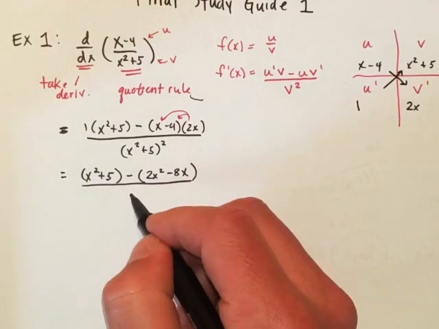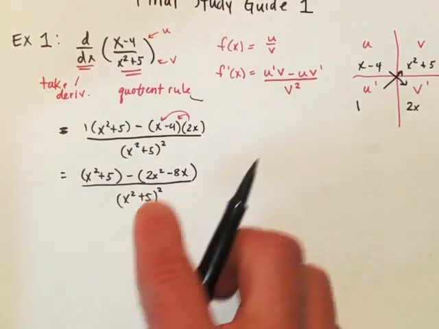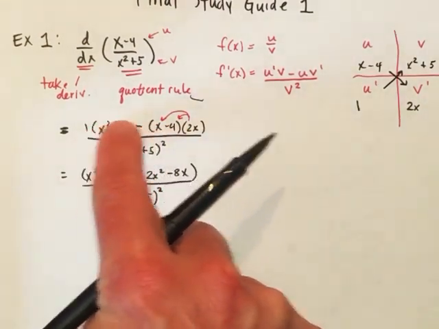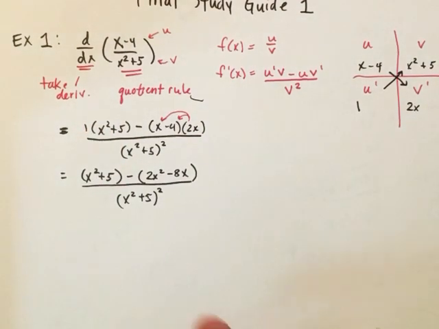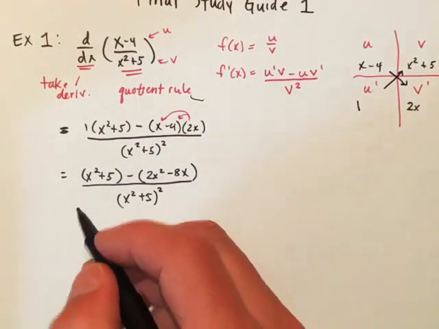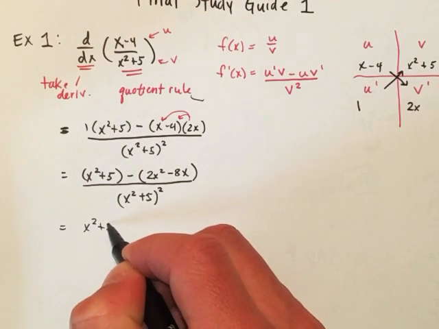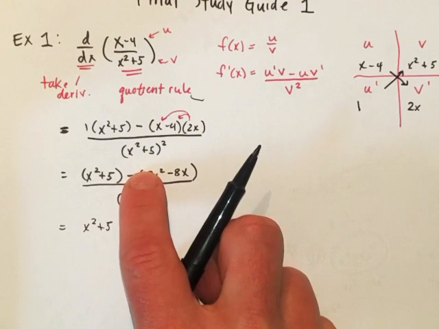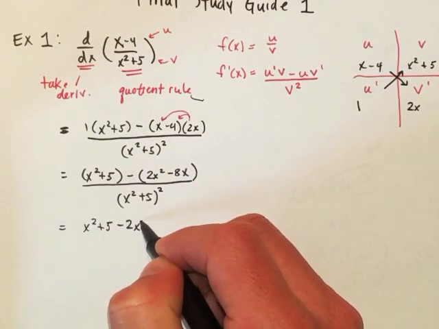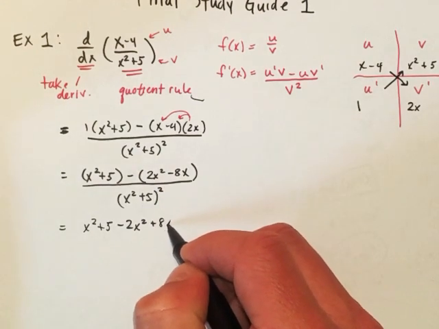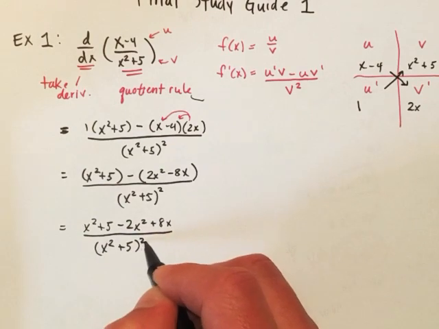All over the bottom. And remember, we're trying to simplify this, so I'm actually not going to square this on the bottom. I'm only operating on the top to see if I can combine like terms. Okay. So now I'm going to see if anything cancels on that top with that subtraction. So I have an x squared plus 5. And now I can drop the parentheses because I'm ready to combine. But before I do that, let's distribute this negative sign to make a negative 2x squared. And that becomes a plus 8x. All over x squared plus 5, squared.